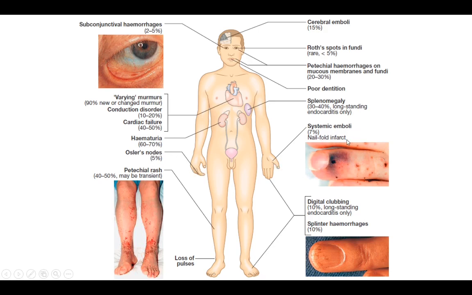Systemic emboli, nail infarcts, splenomegaly, petechial rash, digital clubbing, splinter hemorrhage, and loss of pulses because of emboli. So if you just look into this picture of an individual, you can understand what are the changes that might be occurring in a person with infective endocarditis, either acute or chronic.